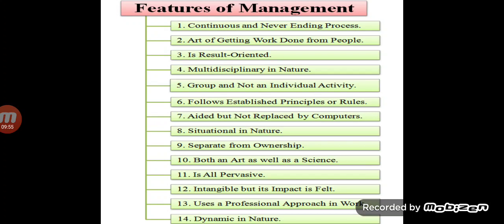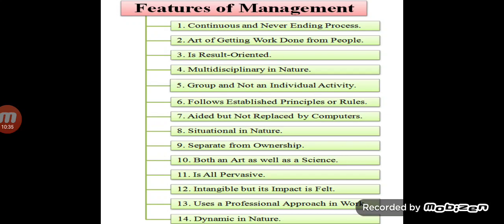Okay, second point: management is an art of getting work done from people. Yes, it is the definition. Whatever I explained in the first lecture, like management is an art of getting things done by others, this definition is given by Koontz and O'Donnell. It is also a feature of management, because the person who is managing the things does not work himself, but gives orders to others and others work for him. That's why it is an art of getting things done by others. Okay, third point, the features of management.